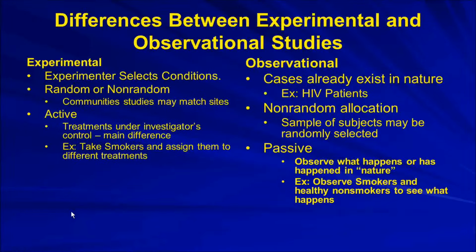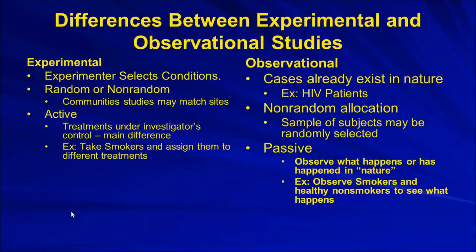Okay, the difference between experimental and observational study. Here's another way to show some of these same things by looking at the characteristics. The experimenter selects the conditions. We've talked about that. We can have random or non-randomization among conditions, and I'll show you this in just a minute by looking at community studies. And remember, we have clinical and community studies under experimental studies.